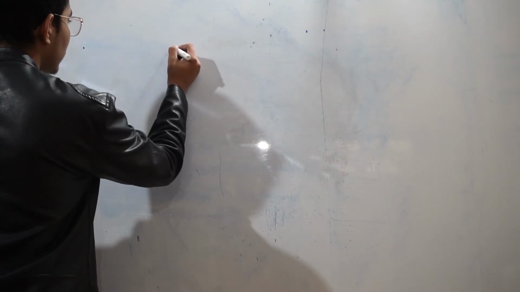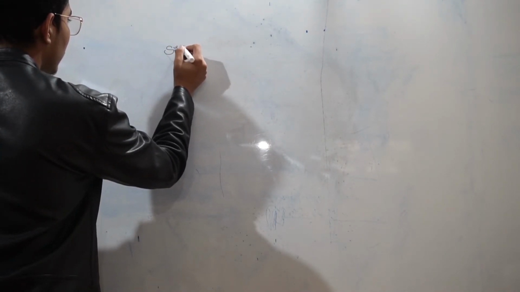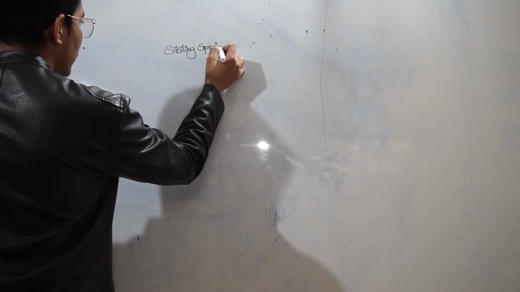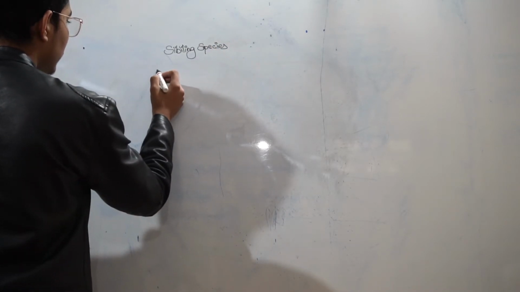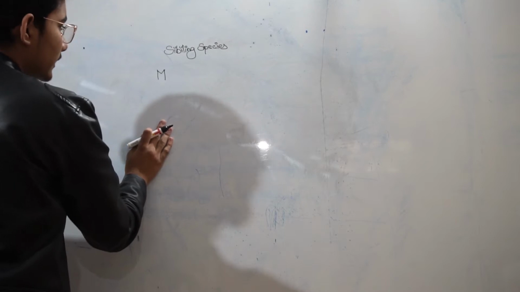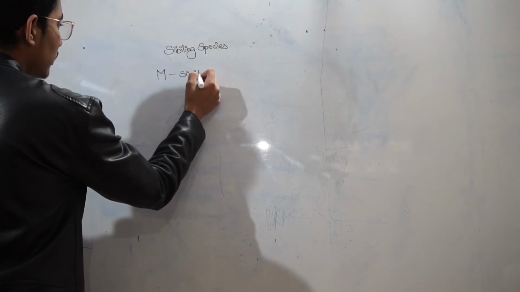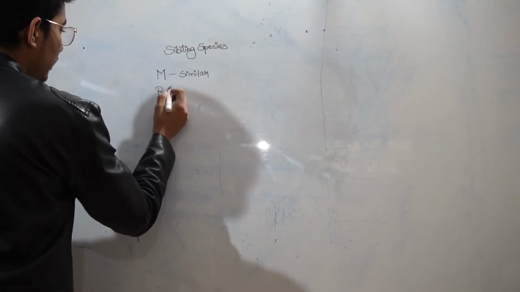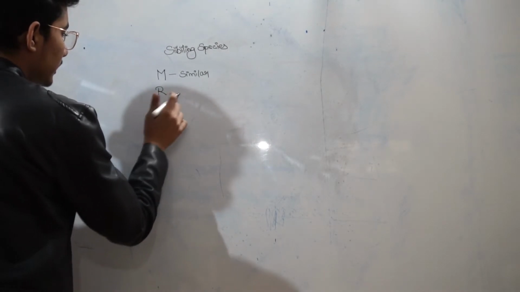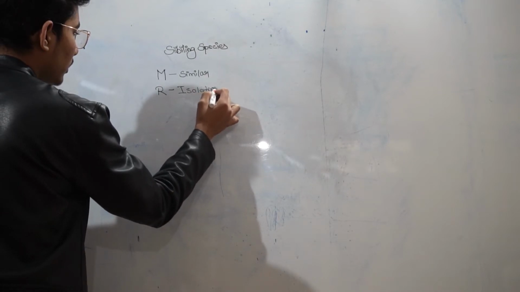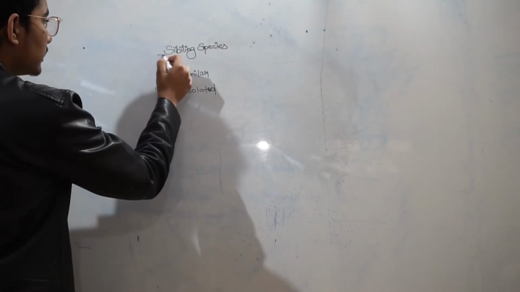I am writing here: sibling species. Morphologically, I am writing as M, they are morphologically similar, but reproductively, I am writing as R, reproductively isolated. They are known as sibling species.